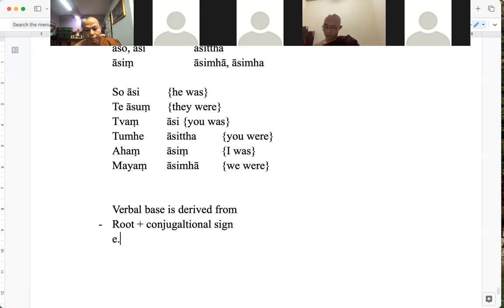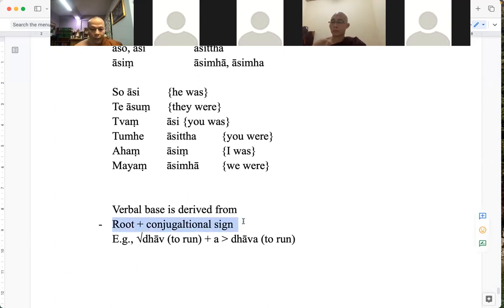So for example, here the root is dhāv, and the conjugation sign is a. The meaning of root dhāv we already know: to run. But by adding the sign, we have dhāva. This is what we call the verbal base. The meaning does not change, still to run. So root plus conjugation sign together become the verbal base.